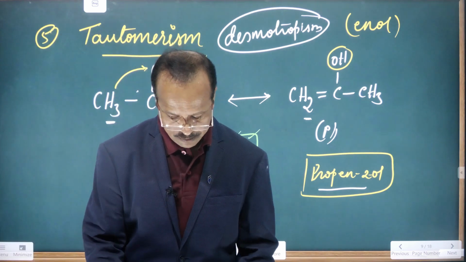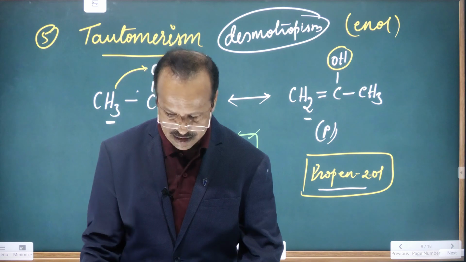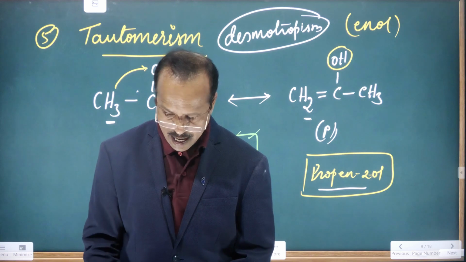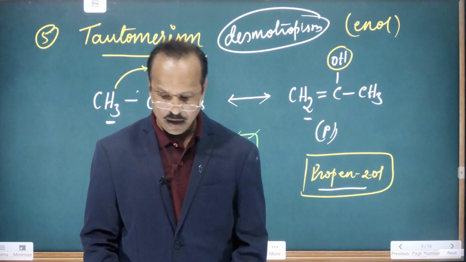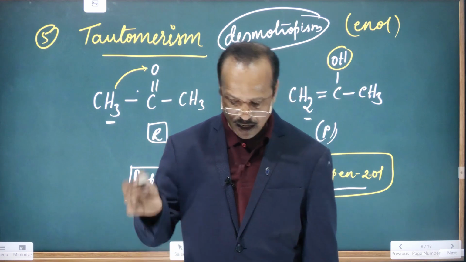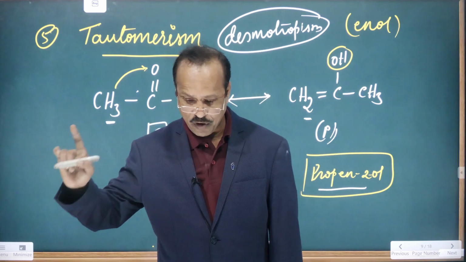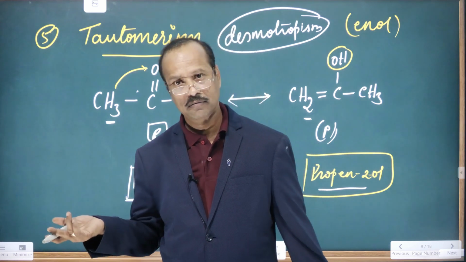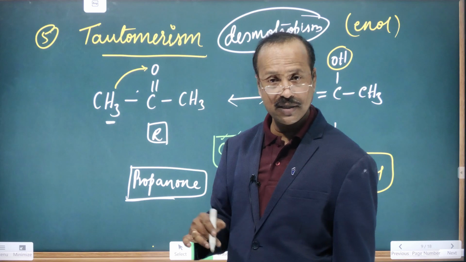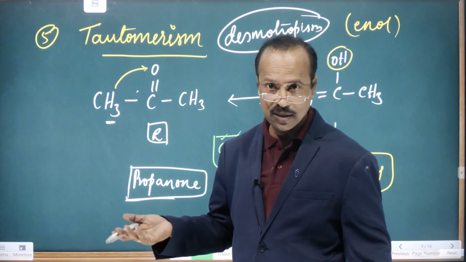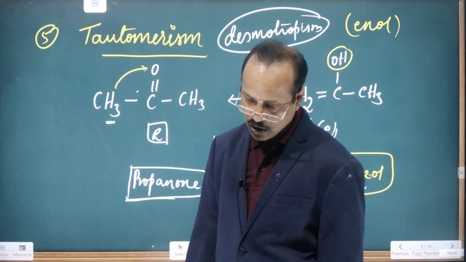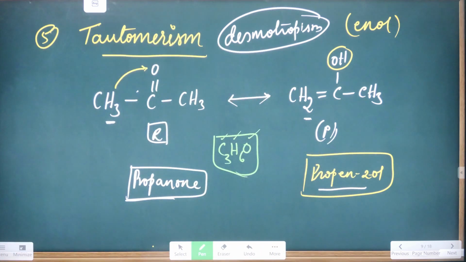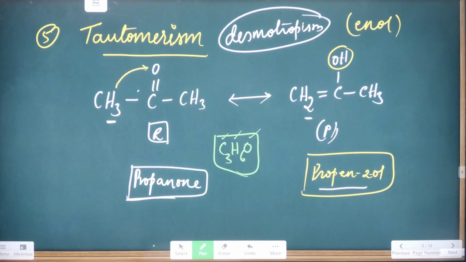Now let's open the page and solve some questions. Practice sheet 1, let's explore. The first one: organic compounds having the same molecular formula but differing in their physical and chemical properties. Compounds having the same molecular formula but different properties are called isomers, and the phenomenon is called isomerism. So the answer is option 1, isomers. Take the first option, it is the right answer.